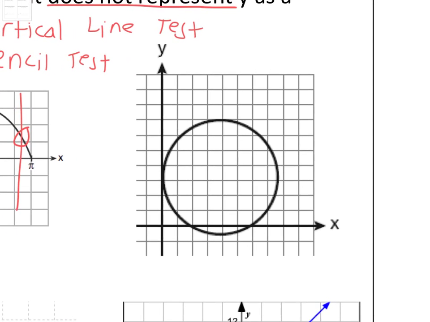Make sure you read the directions if it is a function or if it is not a function. Okay? Going to the top right here, now we have a circle, and a circle is not a function because it doesn't matter how many vertical lines I draw, you see how it touches in more than one point. So that means it is not a function, or in other words, the x's repeat.